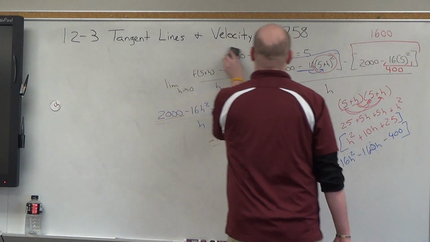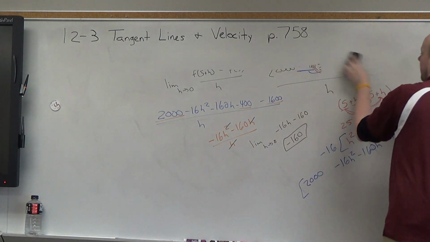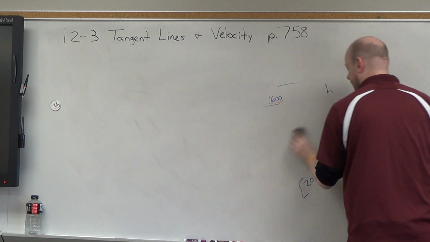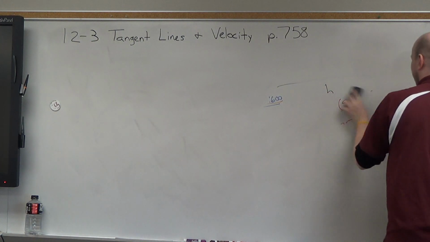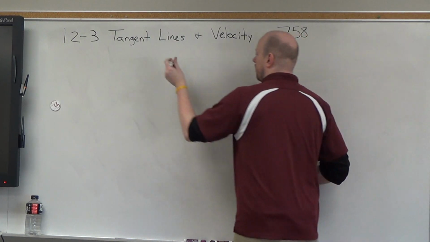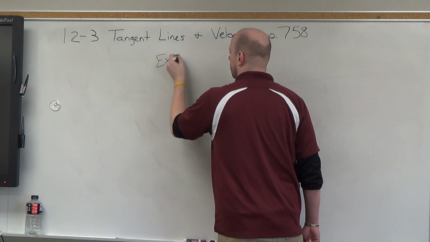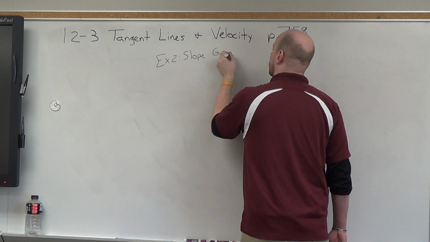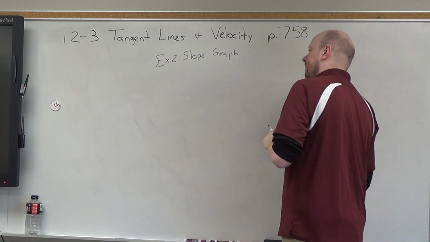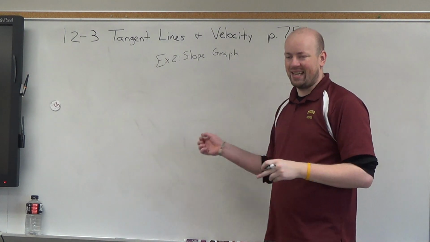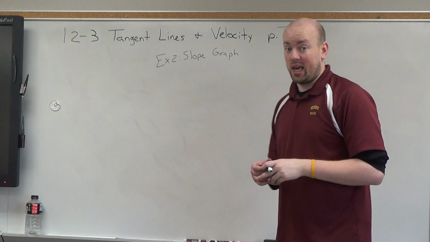And then, like I said, there's one more example I wanted to talk about actually that wasn't in my original notes. And I apologize. It's actually example 2. It's slope of a graph. Every example we've done so far has gotten us down to one exact answer. And that's not always going to be the case.